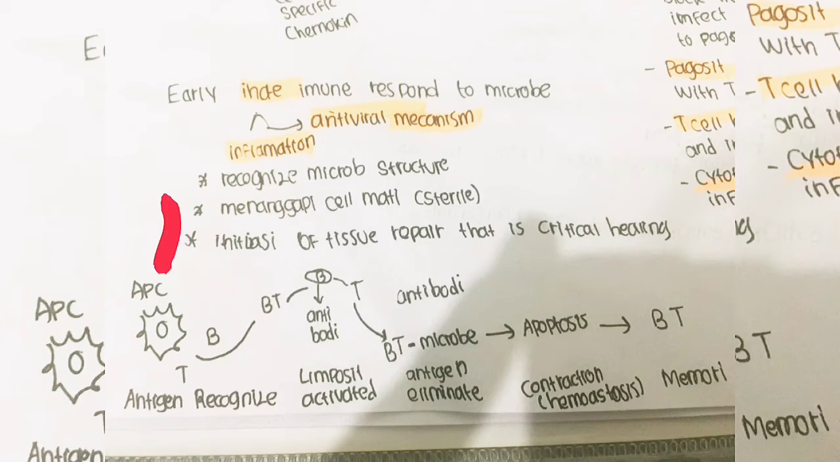After antigen recognition, B and T lymphocytes are activated. B lymphocytes will produce antibodies, and T lymphocytes will eliminate the antigen. After that, apoptosis will happen because of contraction or homeostasis, and B and T lymphocytes become memory cells. So memory cells will remember the antigen that attacked before.